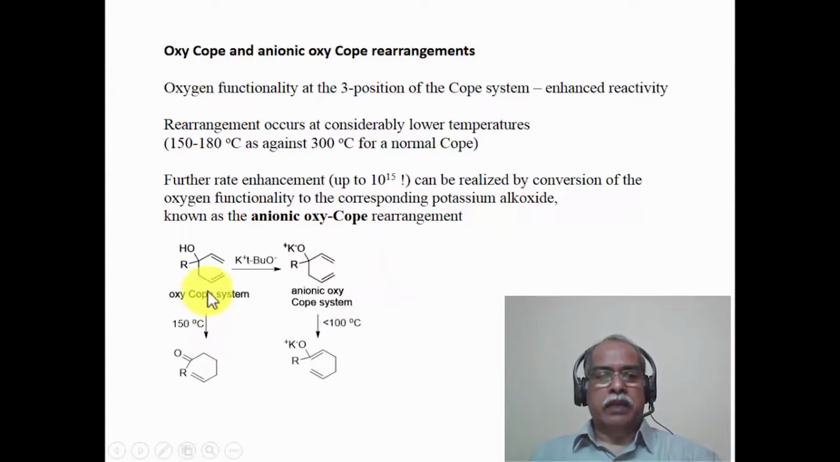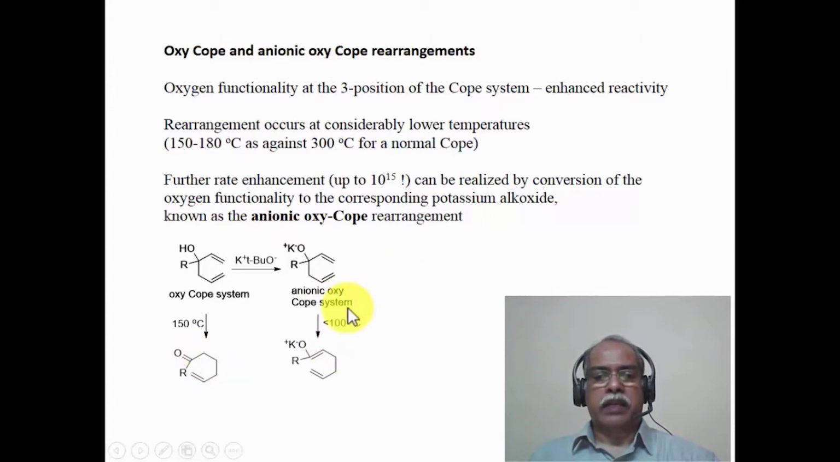So this is what I meant. The oxy-Cope system undergoes rearrangement at around 150 degrees Celsius, whereas the anionic oxy-Cope rearrangement takes place at less than 100 degrees Celsius. You can see here the rearrangement essentially gives an enol in this particular case. The enol undergoes tautomerization to the ketone, so the final structure is essentially an alpha, beta, gamma, delta, omega kind of unsaturated system.